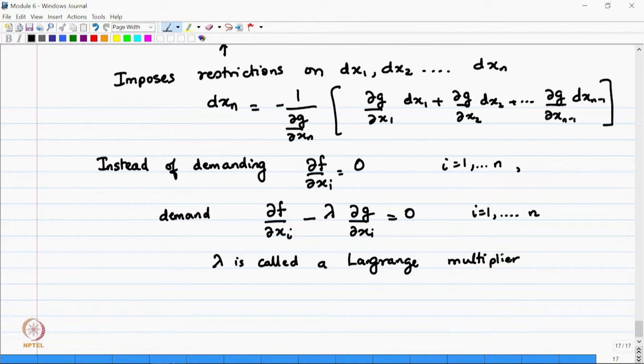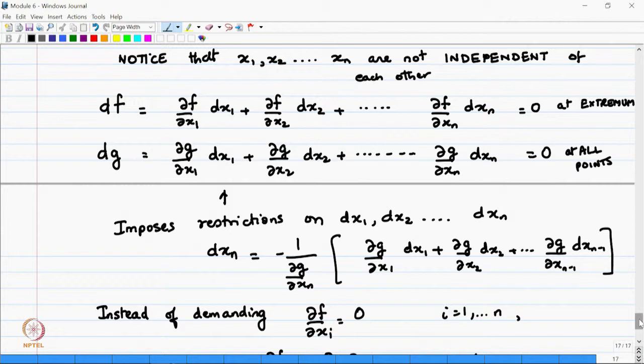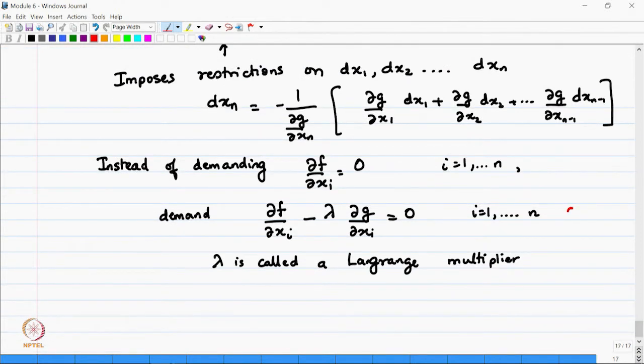You can clearly see that this should be true, because all we did was take the second equation, multiply it by lambda and subtract it from the first equation. So basically we did df minus lambda dg equal to 0. This is basically this condition, and we look at it term by term. There is a formal derivation of this which I am not doing.